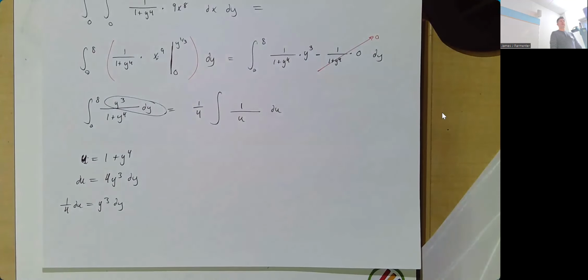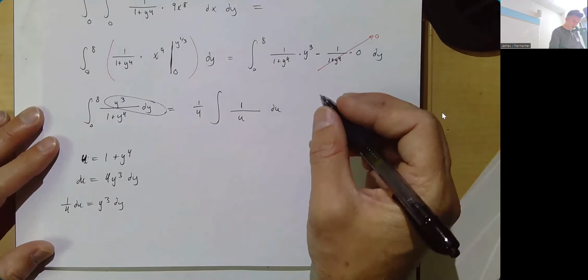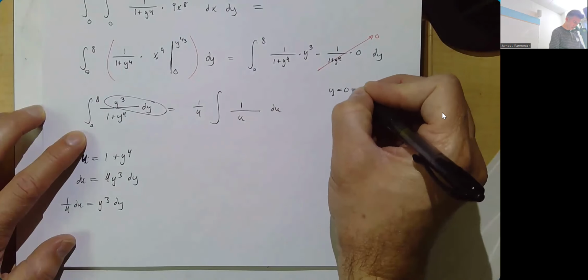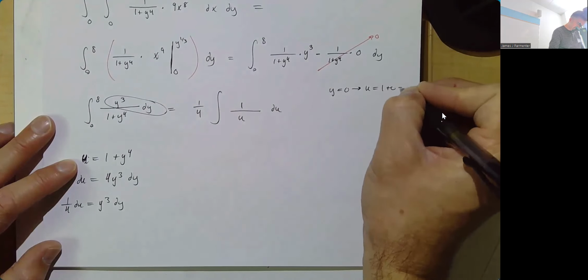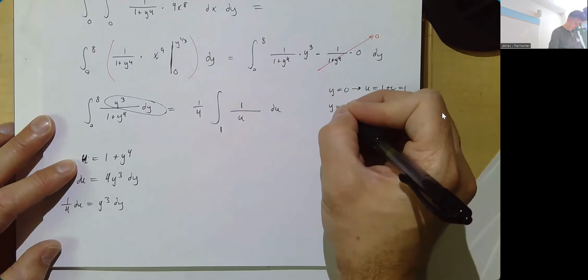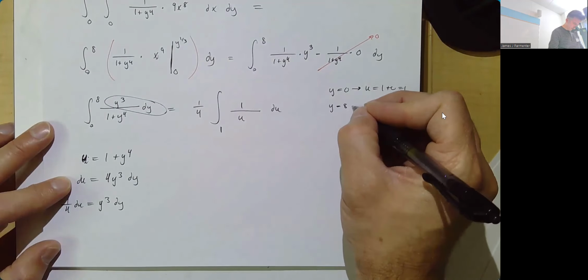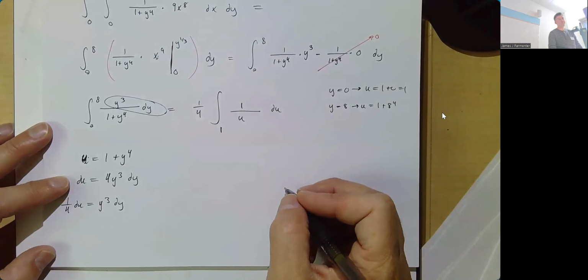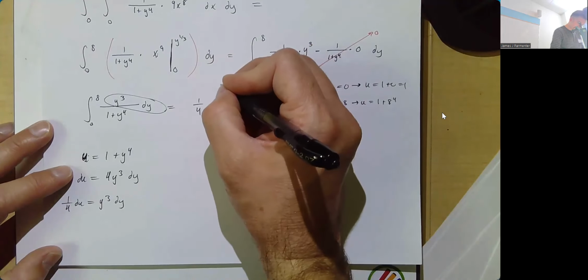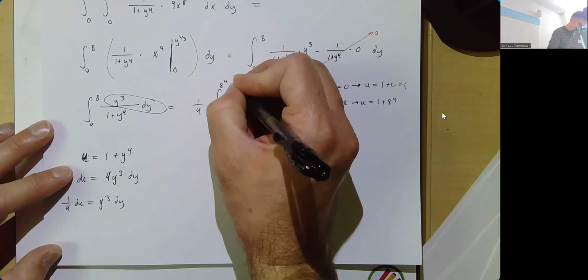Should I change the limits of integration or not? I don't actually care, but I'm asking you all, what would you prefer I do? All right, I'll change them. So if we change them, y equal to 0 gives us u equal to 1 plus 0, which is 1. And if y equals 8, u is going to equal a large number, 1 plus 8 to the 4th, which we could figure out if we really wanted to, but we don't really want to.